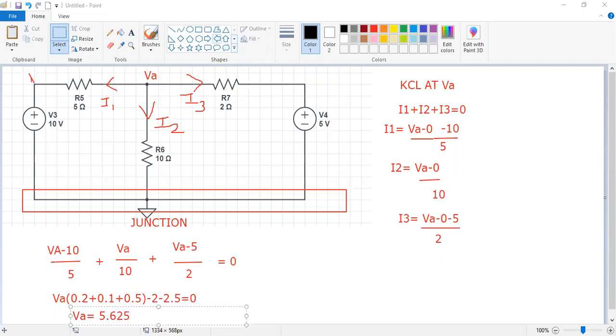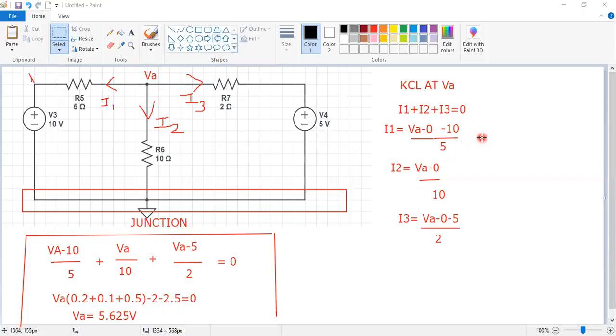In this way, we can find the voltage. That is the junction voltage. And once the junction voltage comes, I can find all the branch currents here. Now I can find I1. Very simple. I1 is given as (VA minus 10) by 5, so (5.625 minus 10) by 5. A negative answer will come here.